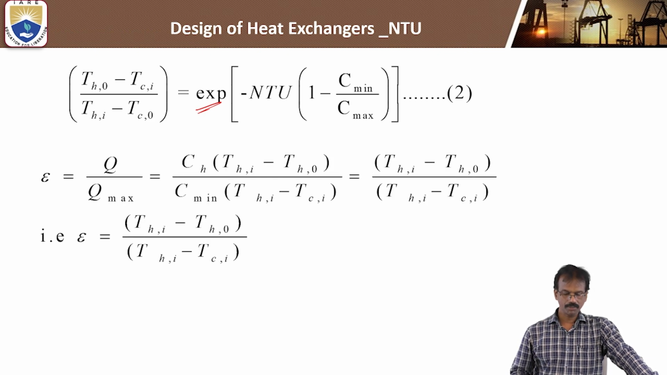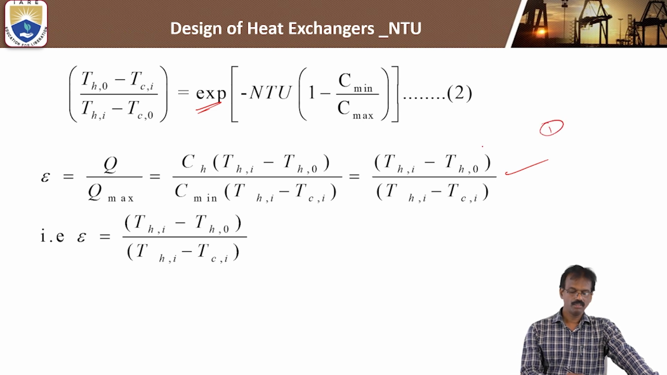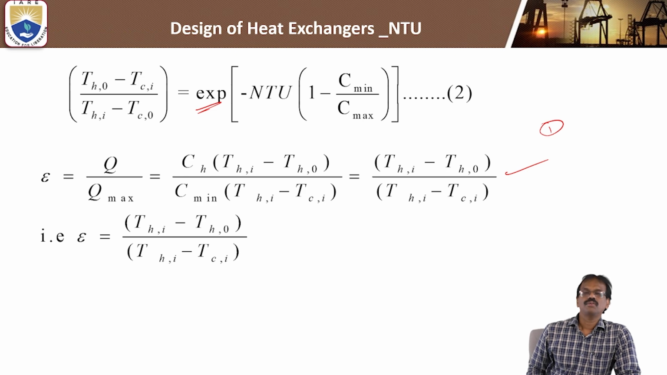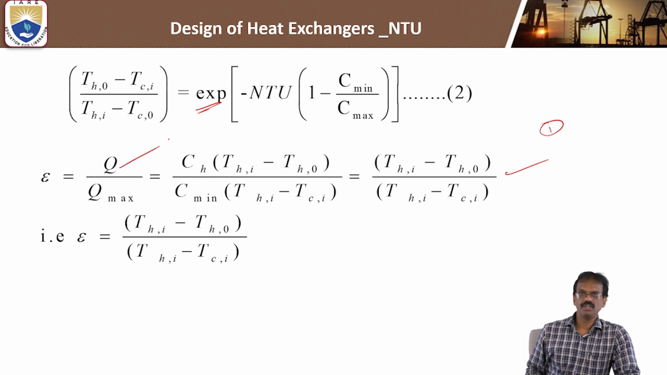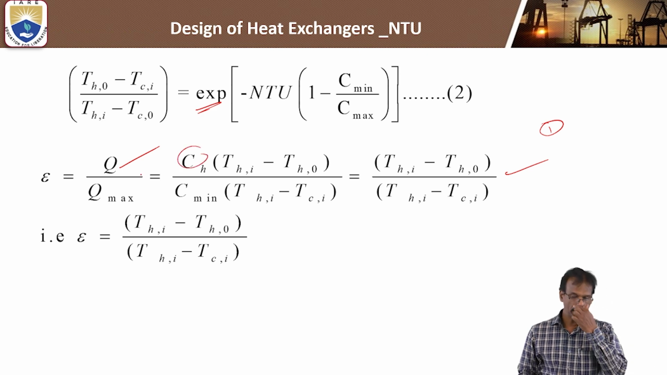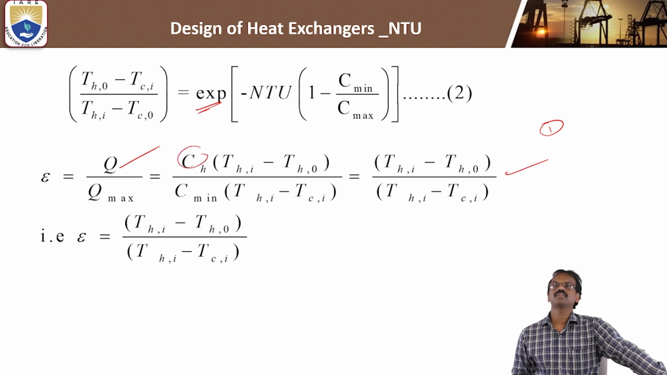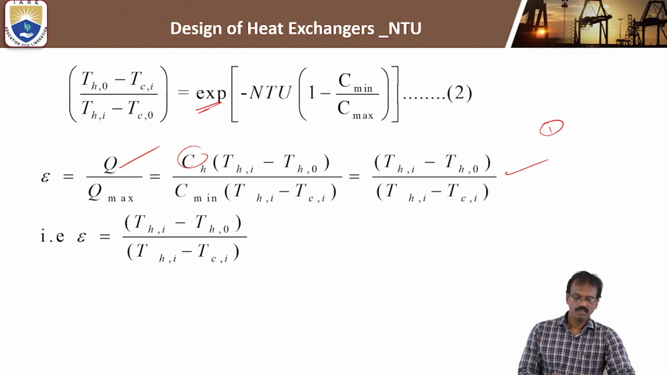Next we will see. You know this formula, that is equation 1: effectiveness is equal to Q by Q maximum. Q is the actual heat transfer with respect to the hot fluid, capital CH into (THi minus THo), by C minimum into the inlet temperature difference.